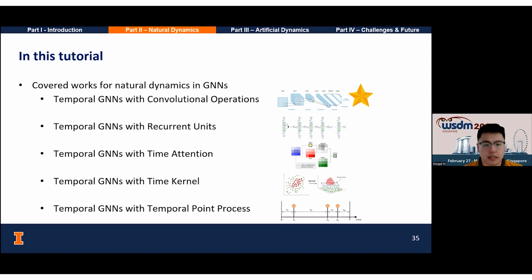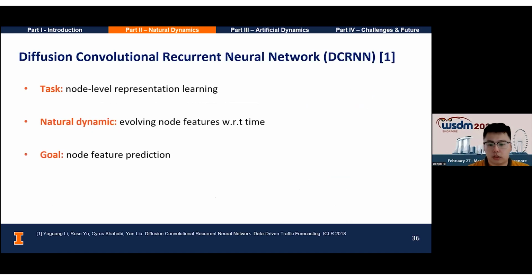Okay, great. Let's move on to the second part of neural dynamics. Here we will introduce the research work about temporal graph networks, neural networks with recurrent units, called the diffusion convolutional recurrent neural network, or DCRNN for short. This means we aim to achieve node feature prediction through node-level representation learning, where the node features are evolving along with time.